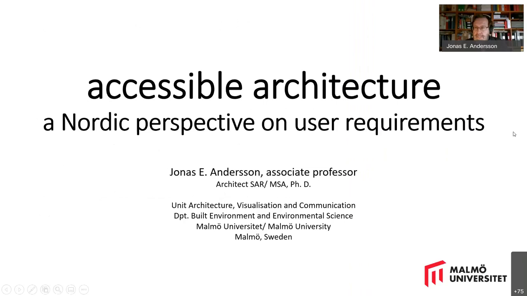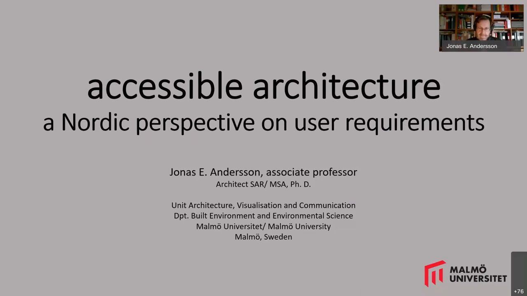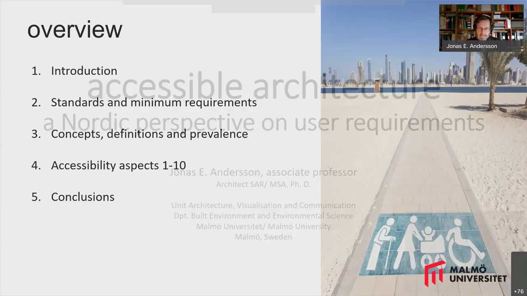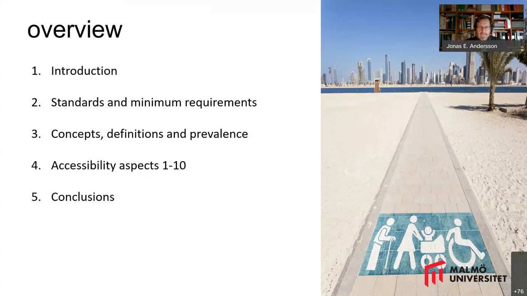So this will be a lecture on accessible architecture, a Nordic perspective on user requirements. The overview of the lecture is that you will have an introduction to the subject. We will also introduce standards and minimum requirements about accessibility. We will also look into concepts, definitions, and prevalence of the words accessibility and usability. And we will enter into the matter concretely by focusing on 10 different aspects of accessibility. And finally, we will arrive at some conclusions.